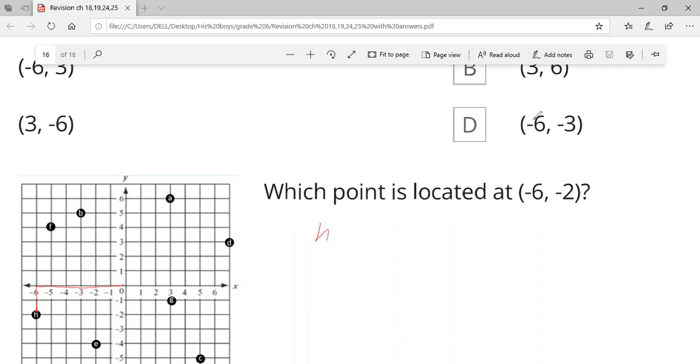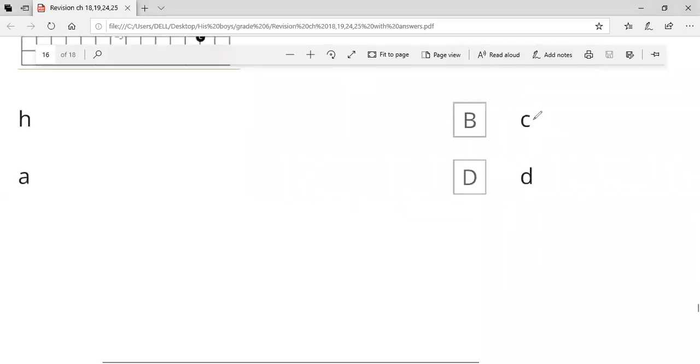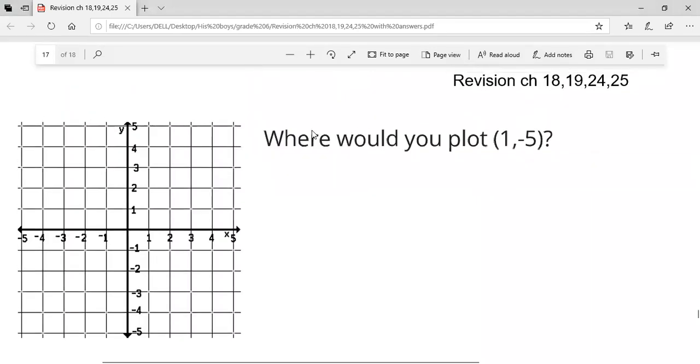The next one. Plot again, we do it. It is repeated, (1, -5). Yes, as we said, in the fourth quadrant.